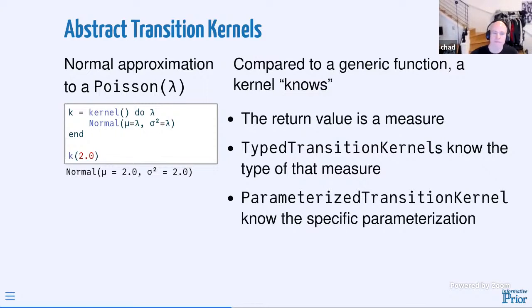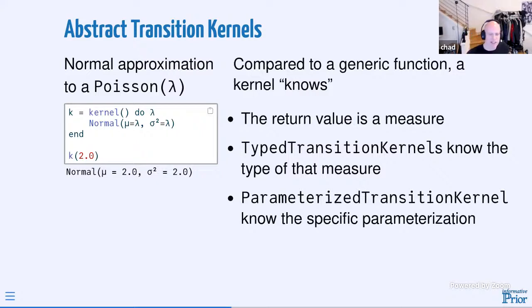So parameterized measures are themselves a kind of kernel. Now, in measure theory, we can look at this pretty directly. If I say K equals kernel do lambda, and the thing it returns is a normal with a mean of lambda and a variance of lambda, I can write this for a normal approximation to a Poisson. Then I can apply this just like a normal function. And by the way, this is Julia's do notation. So I could instead have written this as kernel of lambda arrow normal mu equals lambda sigma squared equals lambda. This is just a kind of syntactic nicety that Julia allows.